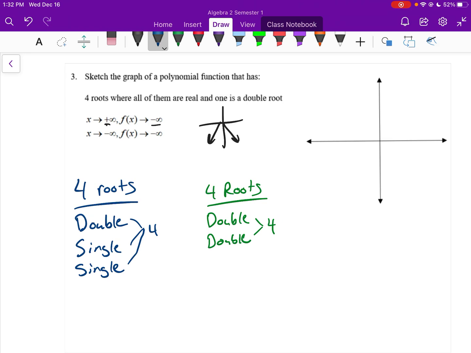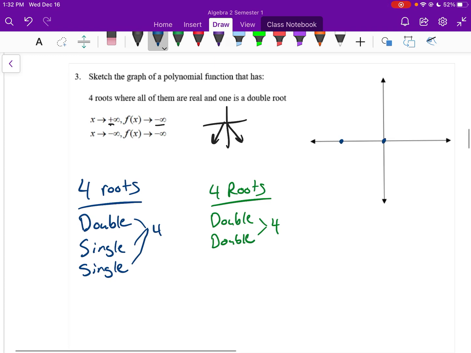So I'll do one of each here. We've got the 4 roots where we do the double, single, single. So we need to have 3 points on the graph, 2 being singles and 1 being a double. Which one you make the double, I do not care. For this case, I'm just going to go single. Let's do a single here, and we can make this one a double.